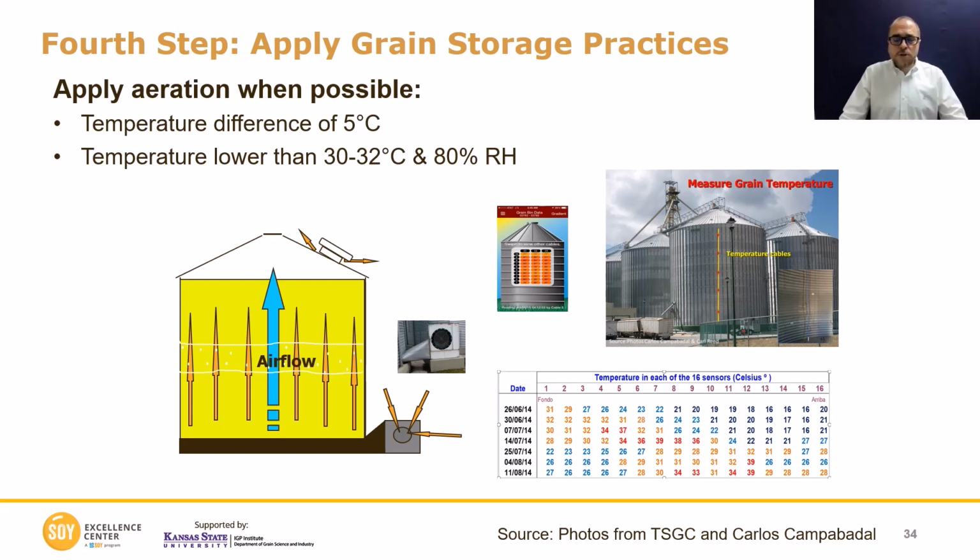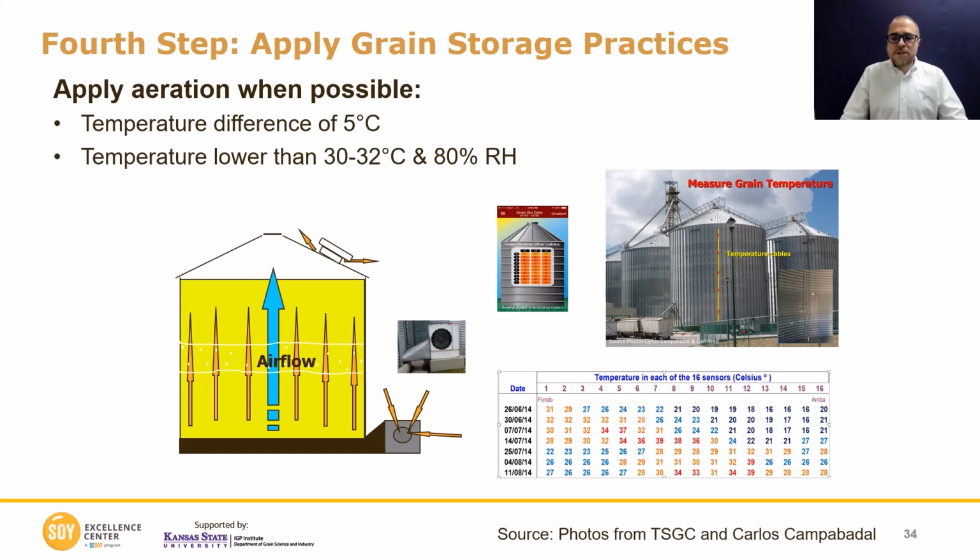The issue when you're storing grain in tropical weather locations is that you might never have the temperature conditions that are ideal for aeration. Keep in mind that we always want to aerate when the temperature outside is between 30 and 32 degrees Celsius and the relative humidity is lower than 80%. When those conditions go higher, that's when mold starts growing faster and insects feel comfortable. Also, you need the grain temperature to be at least 5 degrees lower than the outside temperature in order for it to work.